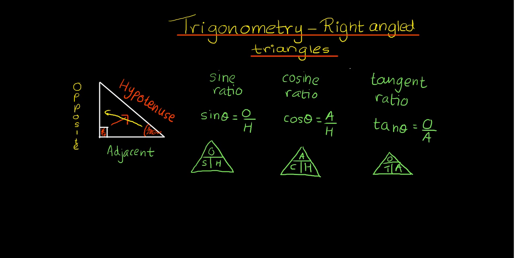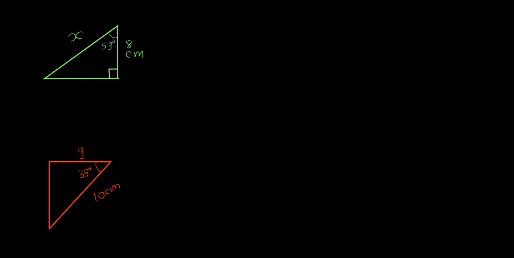Now I am going to go over some examples to show how we can use these triangles or the formulae to try and find missing lengths initially and then missing angles. So let's look at the examples. I've got a question here. Let's mark that as number 1.